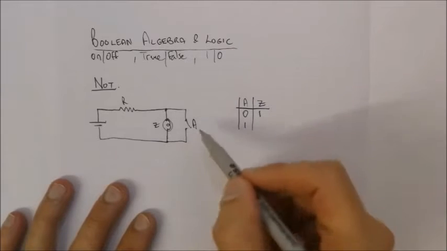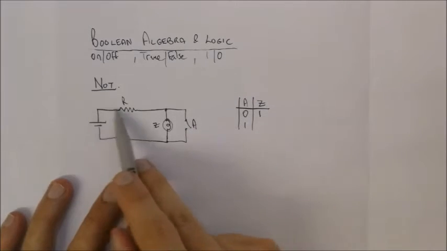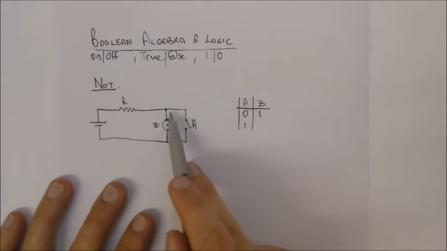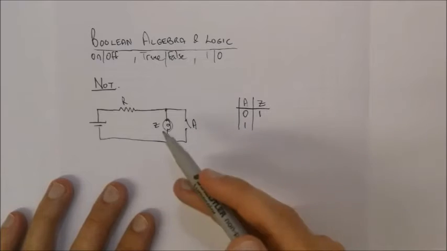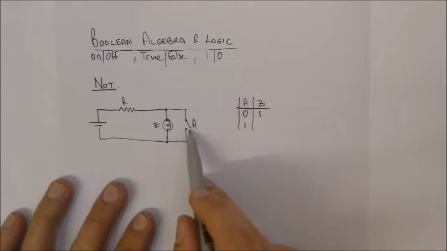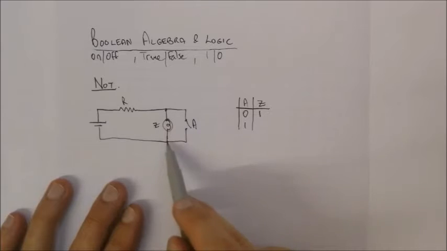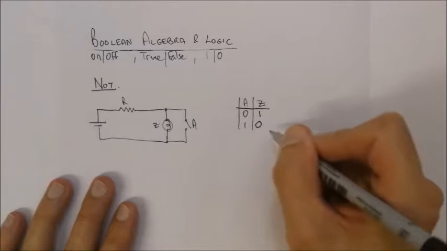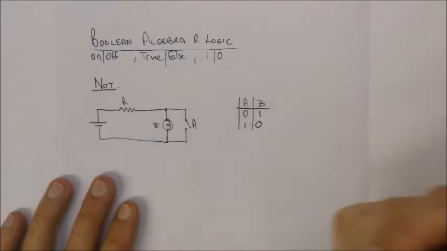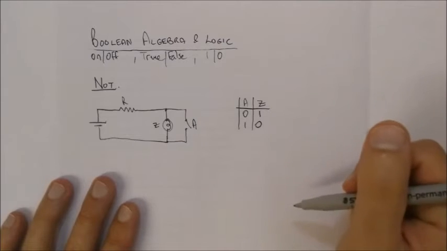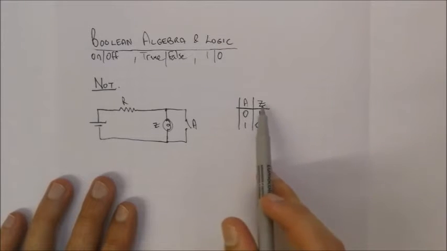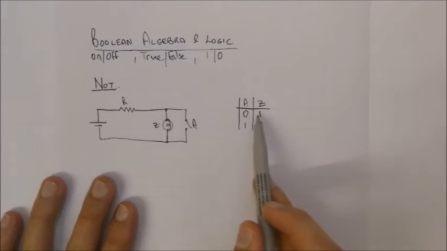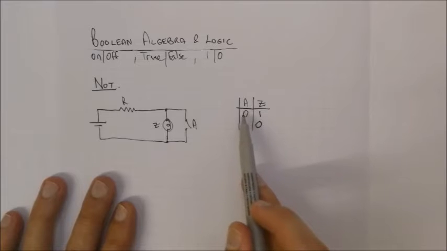Okay, now what should happen if we should close that switch? Well, current will come around. It will not want to go through the light bulb because there's some resistance over there. It will come through the switch. It's going to take the path of the least resistance. Okay, so as soon as the switch is closed, that means that there's going to be a short over the light bulb, which means the light bulb's not going to come on. Okay, so therefore, Z, or the light bulb, or the output, would be 0. So as you can see, the output Z is the inversion of the input A.